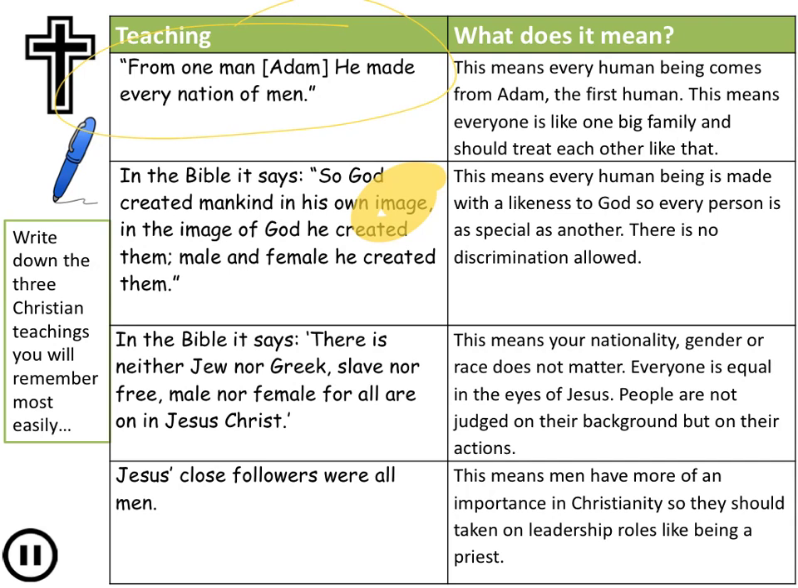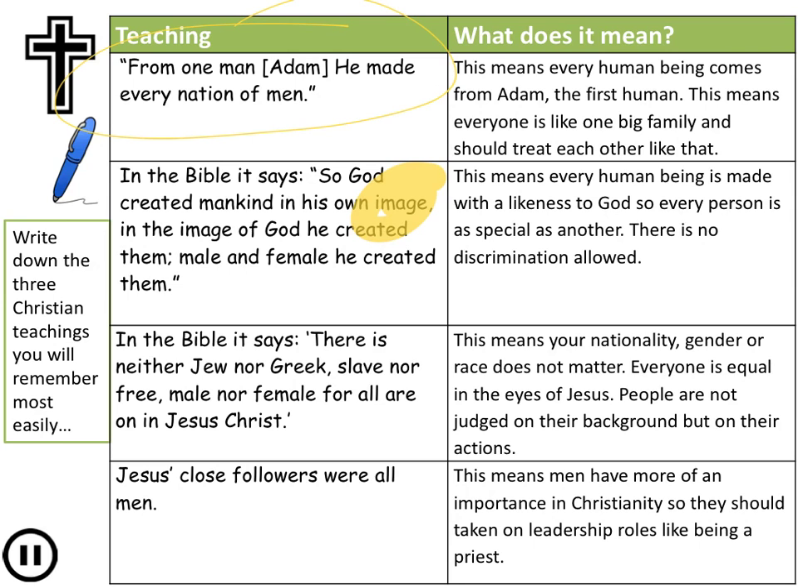This means that every human is made with the likeness of God, so every person is as special as everybody else. It doesn't say that a particular group or a particular race are made with the image of God. Every human is made with the image of God. There should be no discrimination because everyone is just as special as one another.